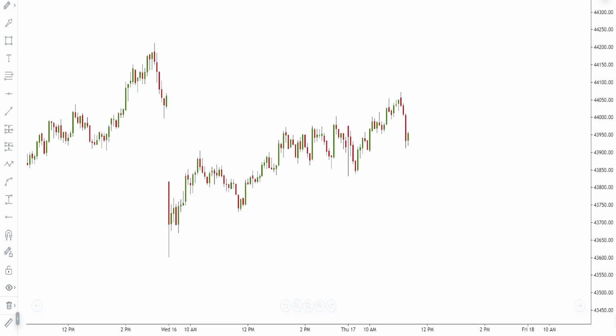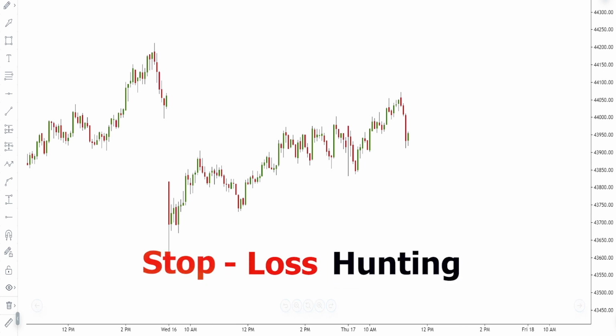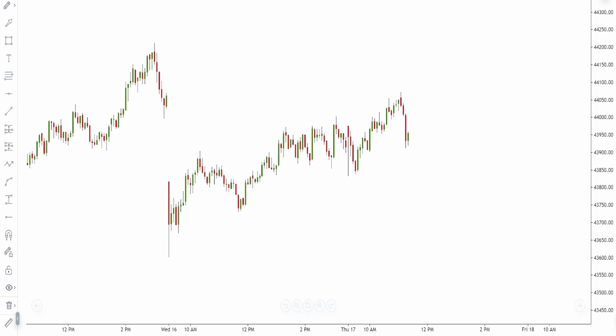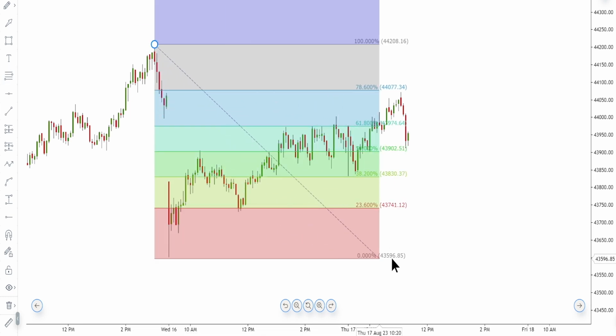Now there is an 80% chance that a breakout setup will fail if you do not start to implement the concept of stop loss hunting and using the Fibonacci tool effectively. Let me show you how to do this now. Traders, the first thing that we will do is take the Fibonacci retracement tool. So from swing high to swing low, we will draw the Fibonacci levels.